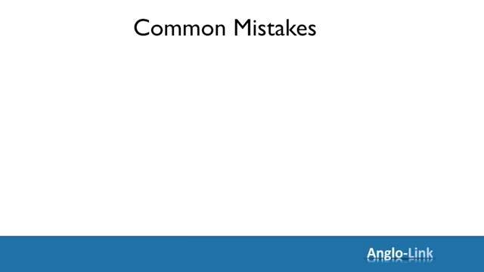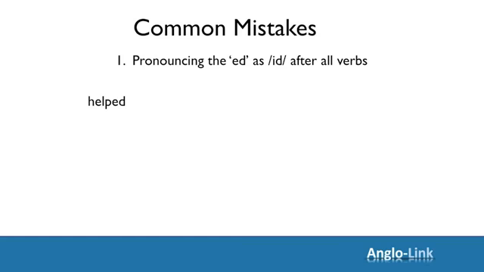Okay then, let's look at the common mistakes. As you can imagine, the most common mistake is pronouncing the ed as id after all verbs. Let's look at some examples. Common mistake, saying help-id. It is helped. Saying walk-id. It is walked. Not coughed, but coughed.